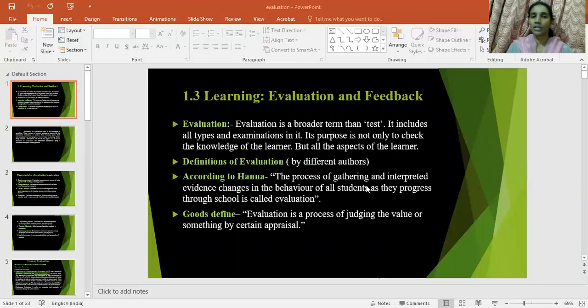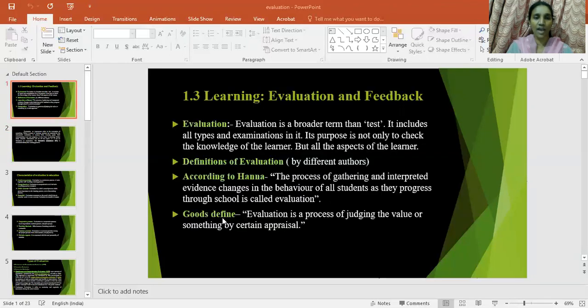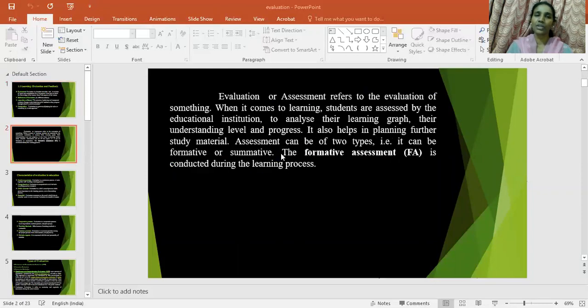According to Hanna, the process of gathering and interpreting evidence of changes in the behavior of all students as they progress through school is called evaluation. And another one, Good defines evaluation as a process of judging the value of something by certain appraisals. So here I have already told you that evaluation is a kind of judging system where we are going to judge our learners. So that is evaluation, or assessment.